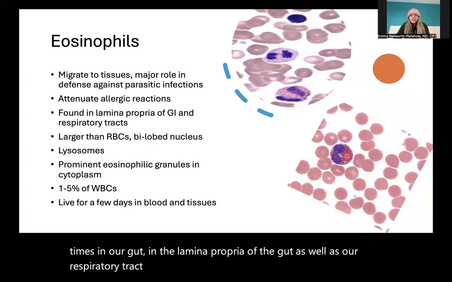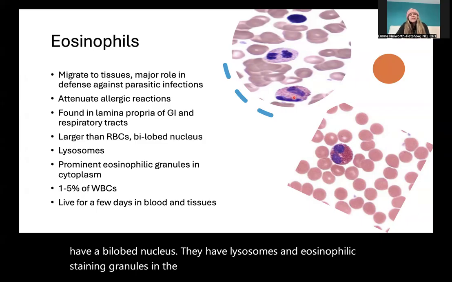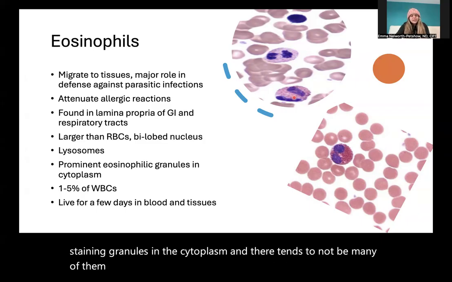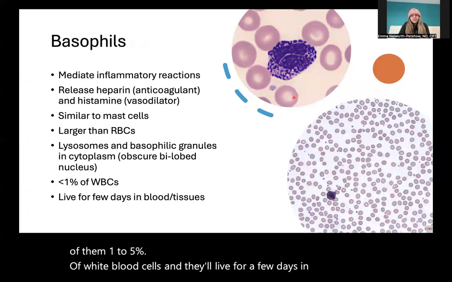They are larger than a red blood cell, and they have a bilobed nucleus. They have lysosomes and eosinophilic staining granules in the cytoplasm, and there tends to not be many of them, 1 to 5% of white blood cells, and they'll live for a few days in blood and tissues.